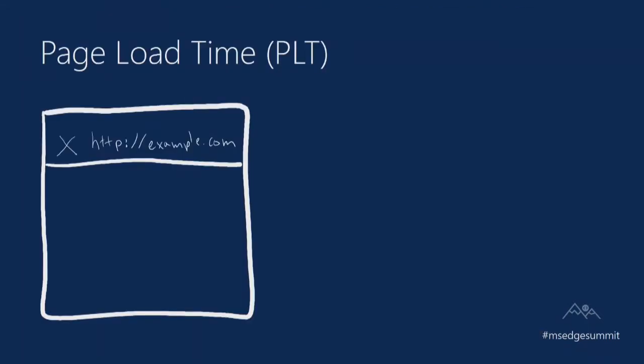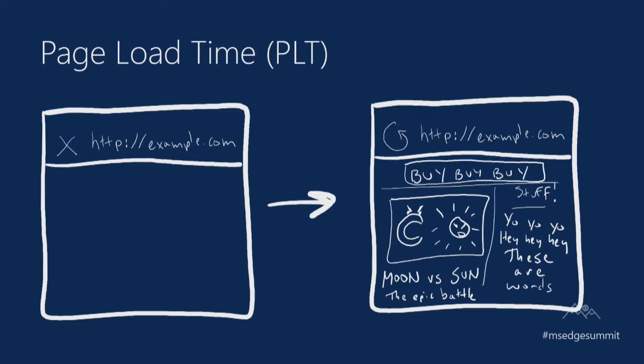There's things like page load time, PLT. This is asking the classic question: okay, I've got a website, I type in a URL, I press enter. How long until I get some content on my screen? And this, for a long time, was the most standard metric of how, quote unquote, fast a website was. But there's more than just PLT.